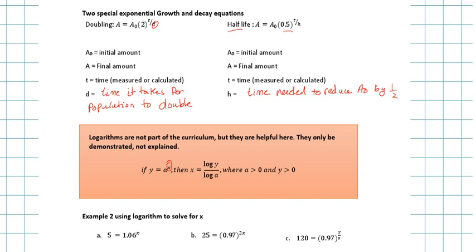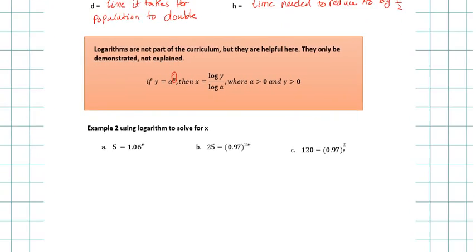So if you're looking for the exponent, there's a button on your calculator called log, L-O-G. So find that. You're going to have to use that. And the way you use it is you do log of the answer divided by log of the base. So if you're looking for the exponent x, you do log of y divided by log of a.